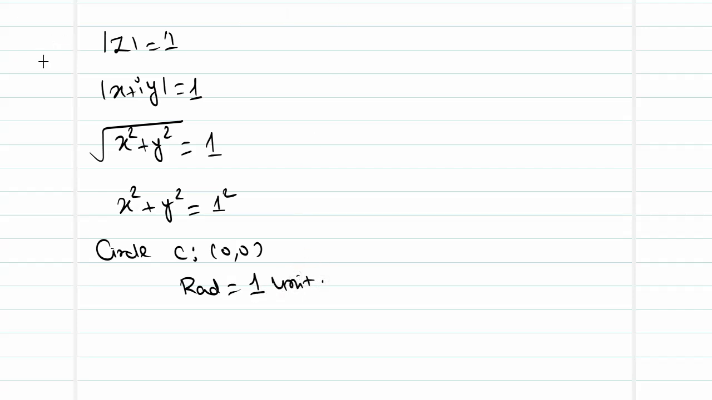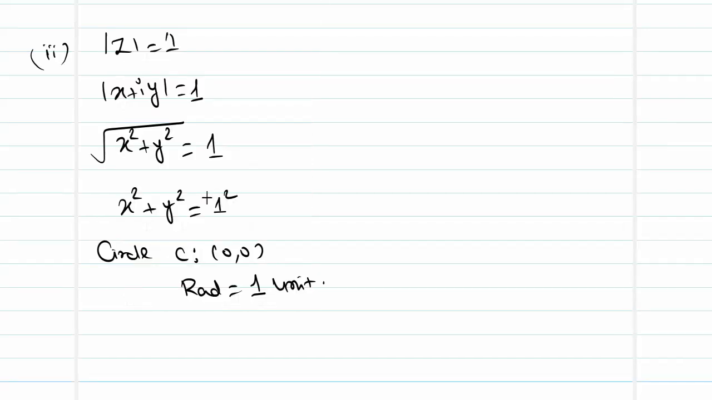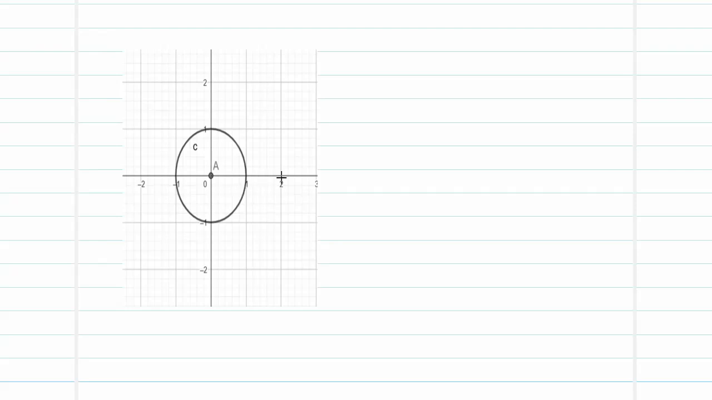After identifying our boundary in step 2, the next step is to plot the boundary. Keeping my center as 0, 0 and radius equal to 1 unit, I have drawn my boundary.